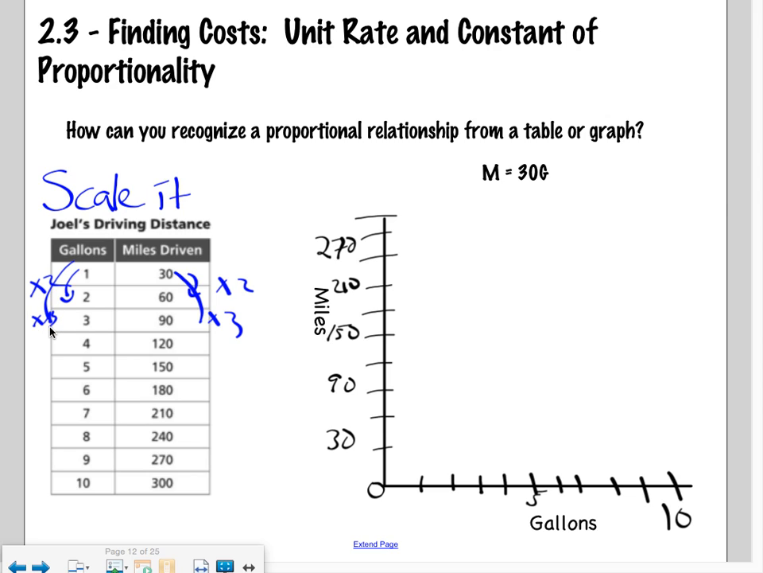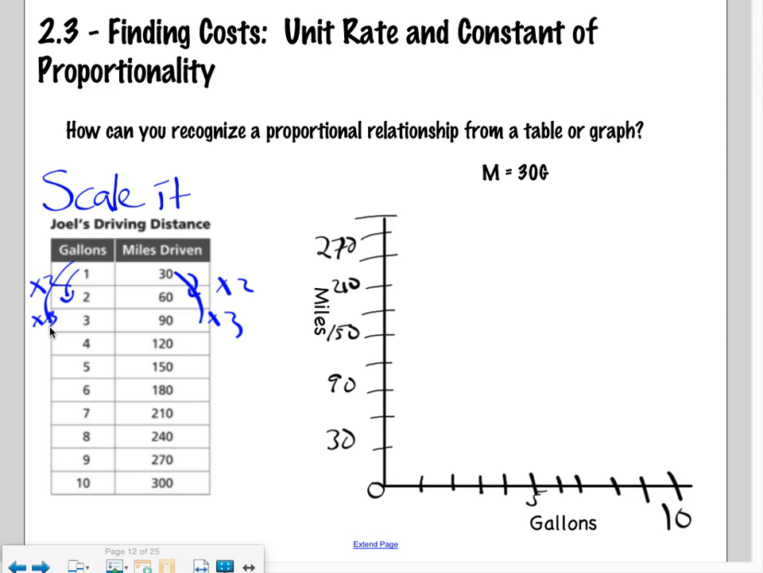And that comes from the fact that you always multiply gallons by 30 to get to miles, and that you always multiply miles by 1/30 to get to gallons, okay? So if it was on a graph, there's a couple things we can use to recognize that it's a proportional relationship. But first, what would we do if we were asked to graph it?